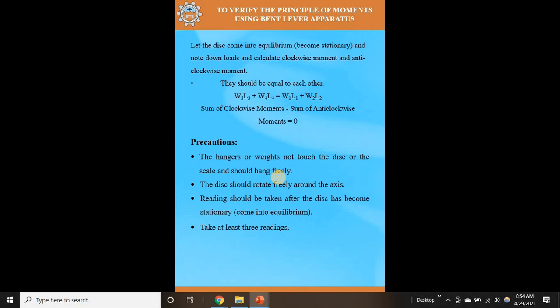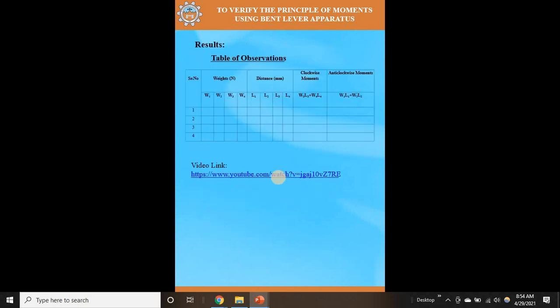Once the disc is in equilibrium, you will note down the readings, and you must take at least 3 readings at different positions. So you will change the moment arm and then note the reading. Also, you can change the weights and note the readings.